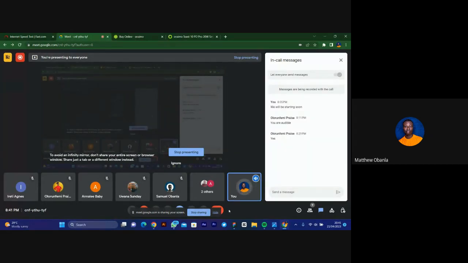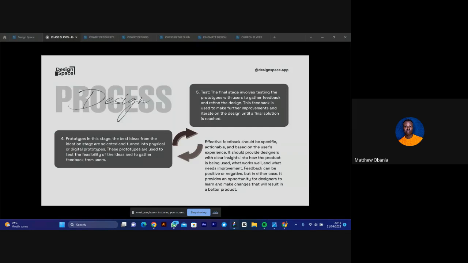So that is the test phase. The final stage involves testing the prototype with users to gather feedback and refine the design. The feedback is used to make further improvements and iterate on the design until a final solution is reached. So you can see the design process. That is how it goes.